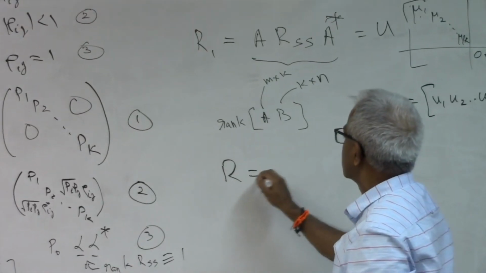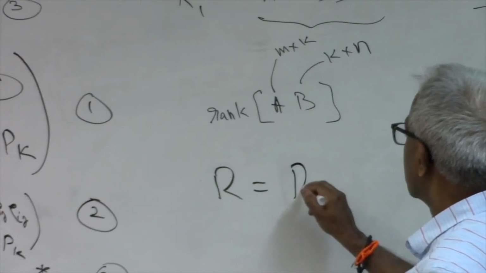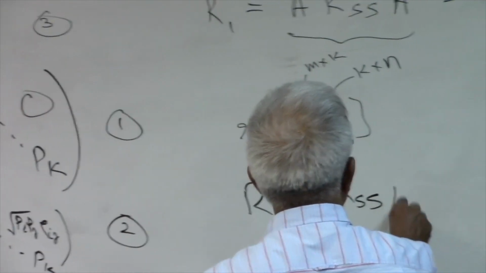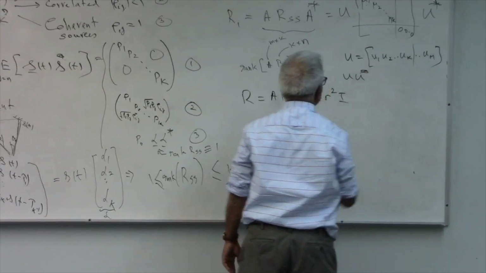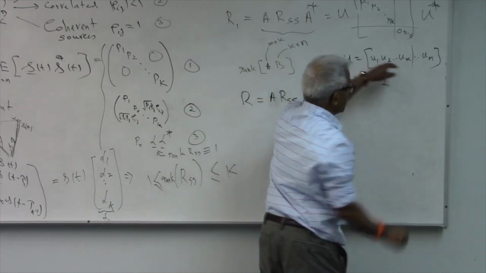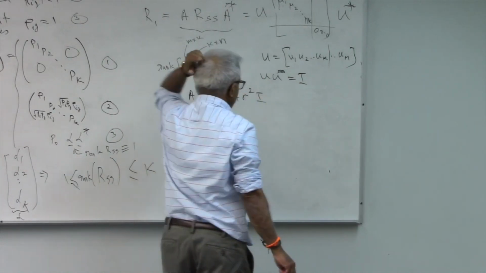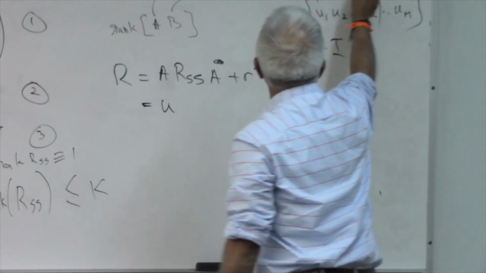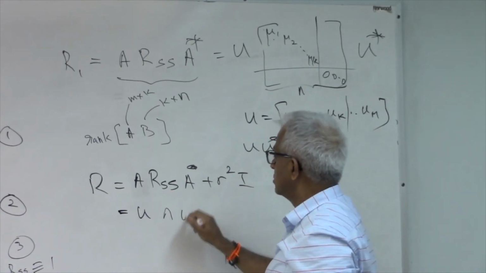So let me bring in R. This is what he was trying to say. R is what? R is the first part, A R_SS A transpose plus sigma squared I. Remember, U has the property that U star U is I, right? It's a unitary matrix. All these vectors are orthogonal and of unit norm. So look at here. First piece can be written, let me call this lambda. This is lambda. This is U star.